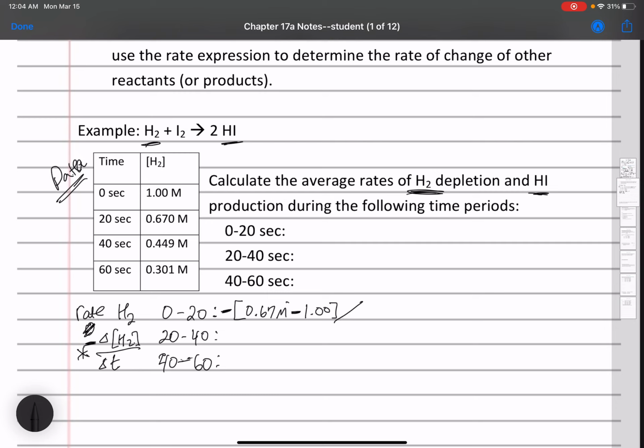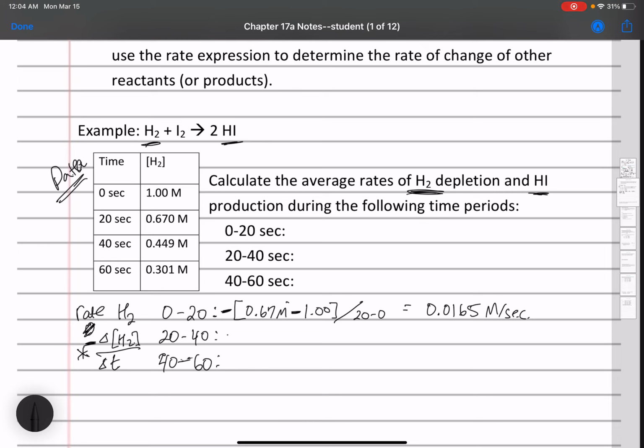All right, divided by our change in time. And our change in time is going to be 20 minus 0, a total of 20 seconds. So I end up with an answer. So 0.67 minus 1 divided by 20 is 0.0165 molarity per second.